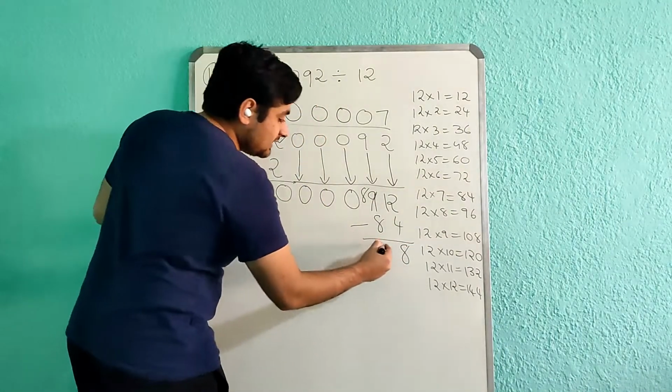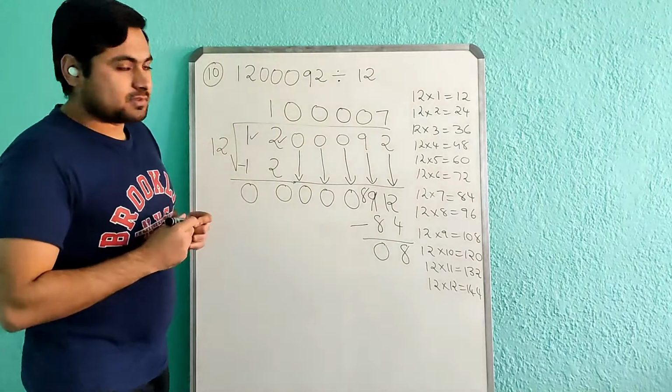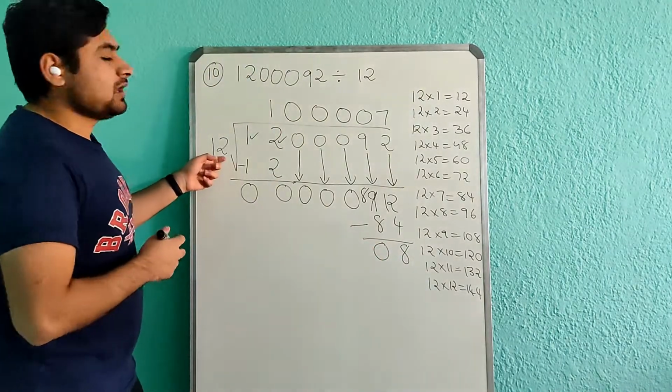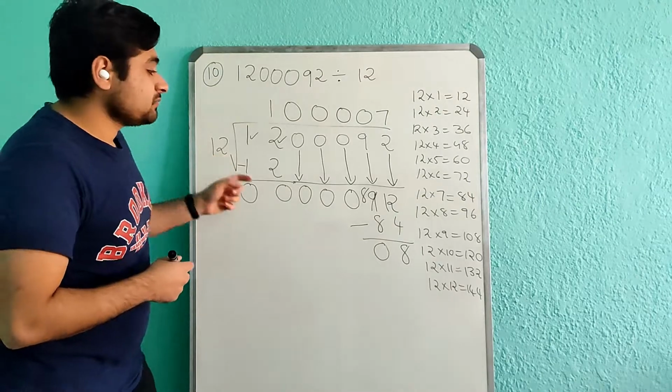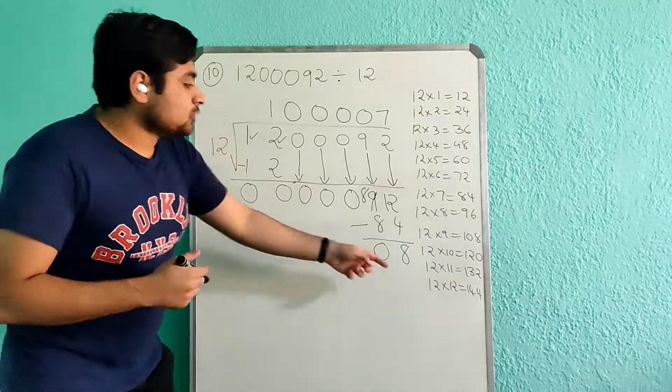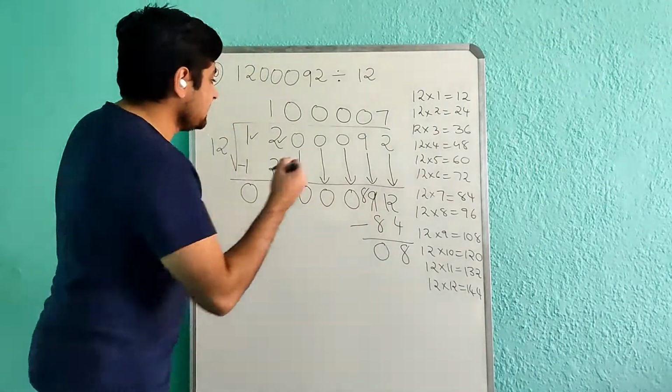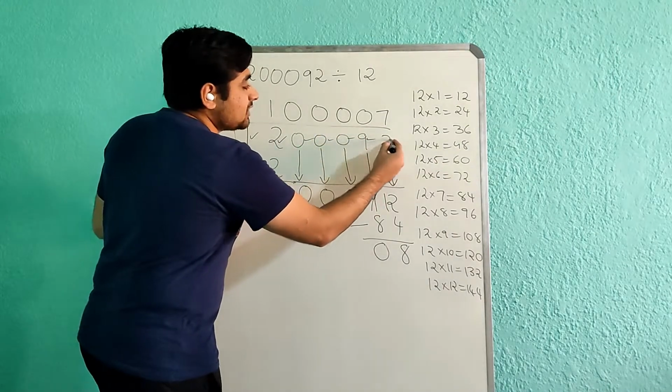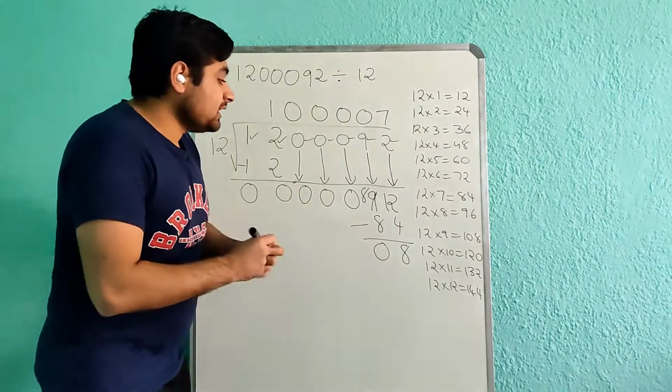And what is 8 minus 8? 0. Now, again we ask ourselves, does 8 come in the table of 12? The answer is no, right? Because 8 is smaller than 12. Do you have any unused numbers? We can see we have used all of them, right? There is no unused number. Therefore, we have to end.